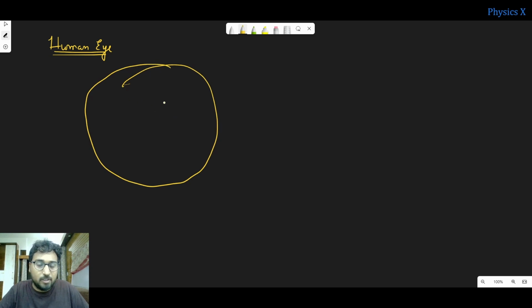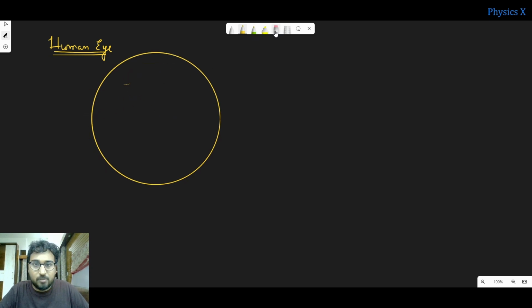Let us consider this is your eyeball, and on the front of the eyeball we have a bulging part like this. This bulging part is called the cornea. It is the first place where the light enters the eye. This is a transparent membrane.